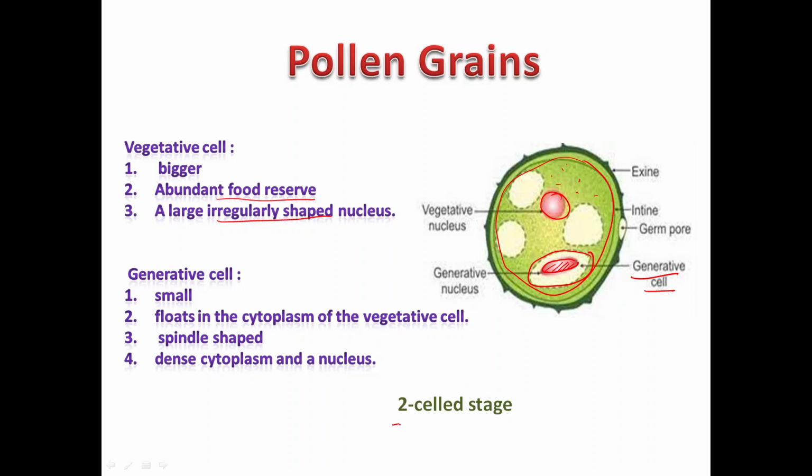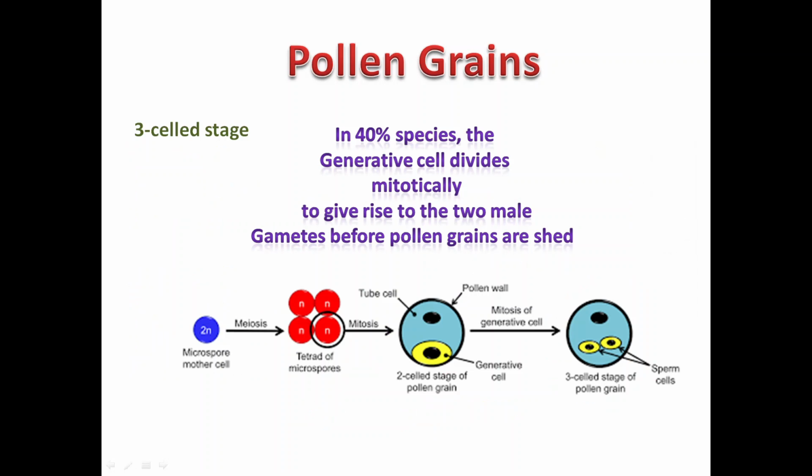So this is called the two-celled stage because there's a vegetative cell and its nucleus. Apart from that, there is another cell floating inside the cell. It's called the generative cell with its own nucleus. This is called the two-cell stage. So most of the pollen grains are shed in this form, in this two-cell stage. 60% of plant species shed their pollen grains in this stage. But sometimes, in 40% of the species, as we have discussed here, this is the pollen grain. This is a vegetative cell with vegetative nucleus, generative cell with generative nucleus.